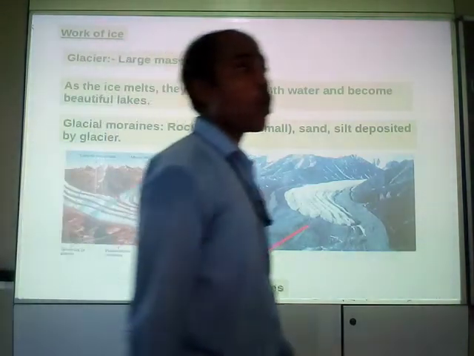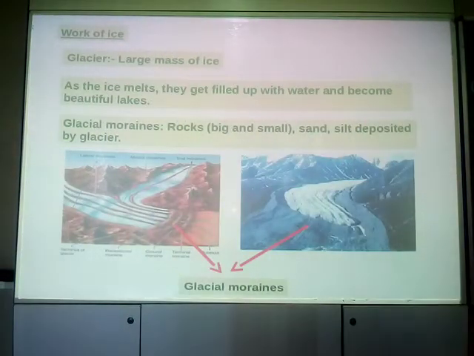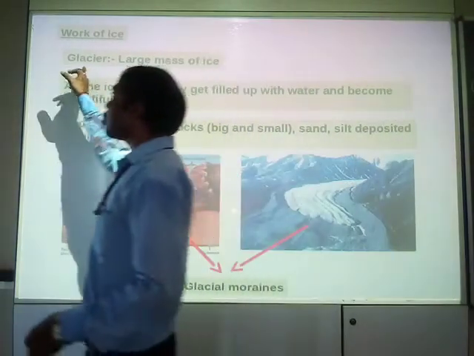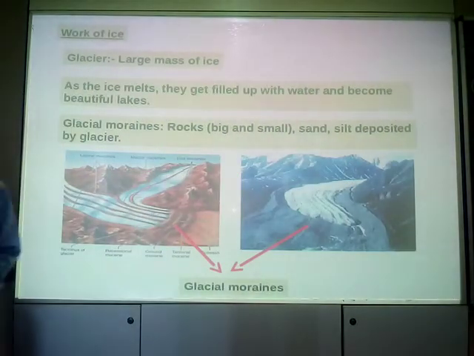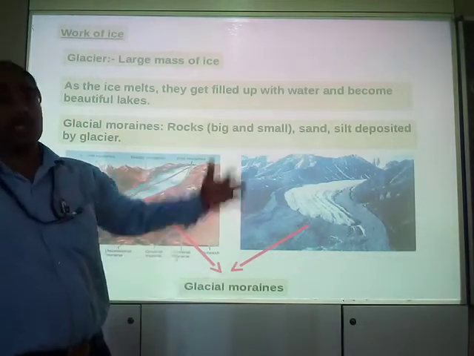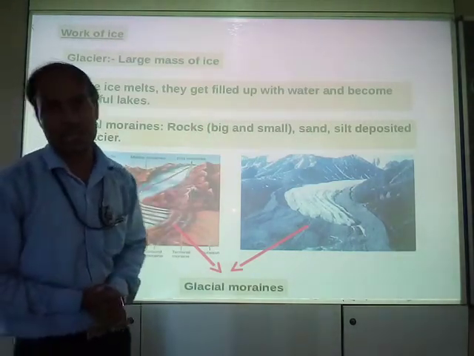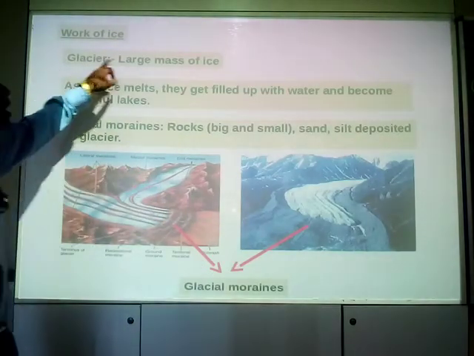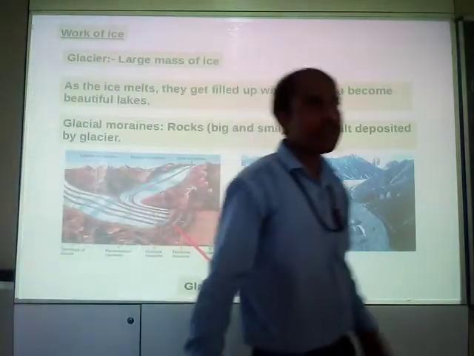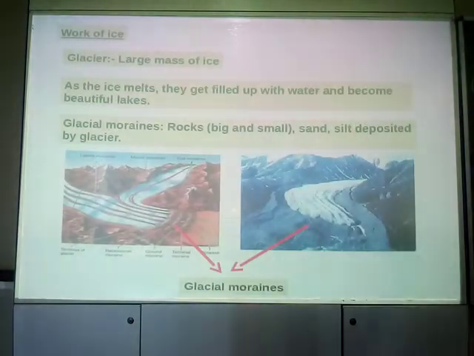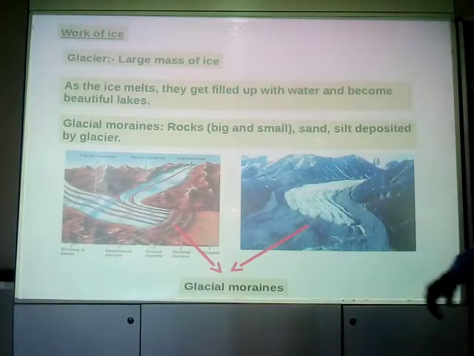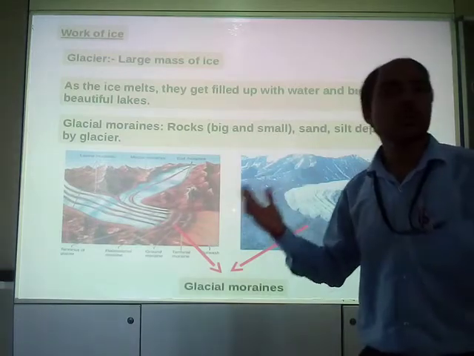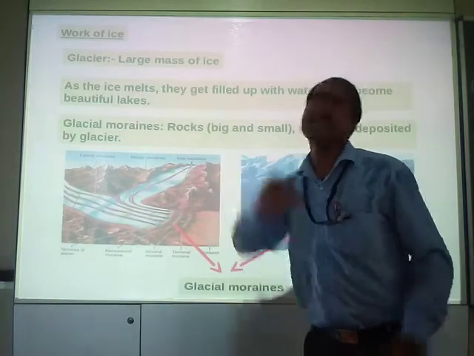Now, works of ice. What are the different works of ice? From the very beginning, you know this term glacier. What is a glacier? A huge mass of ice is known as a glacier, right? Everybody of us knows that. So what are glaciers? Large masses of ice. If somebody asks you what is a glacier, you can simply say large masses of ice are called glaciers, right?